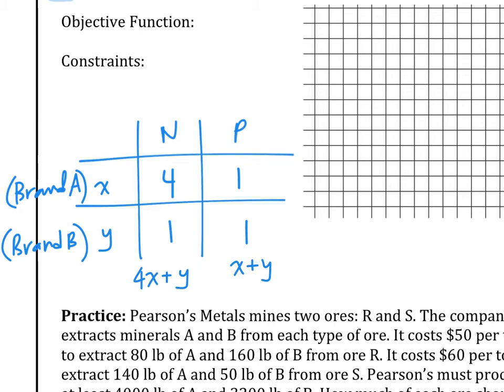Now let's look at the question again. How much nitrogen do I have to have? 180. So how do I write that as a constraint? X has to be... Not X. Remember, X means brand A. I want N. Well, what's N total? Total amount of N. Yes, 4X plus Y is my total amount of N. It has to be what? At least 180? Sorry, yes. So 4X plus Y has to be at least 180.